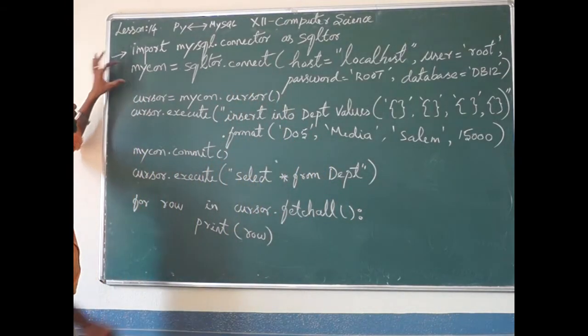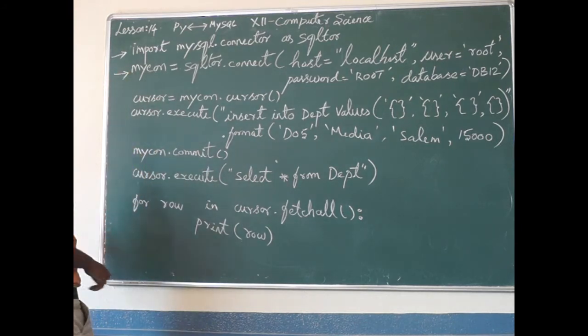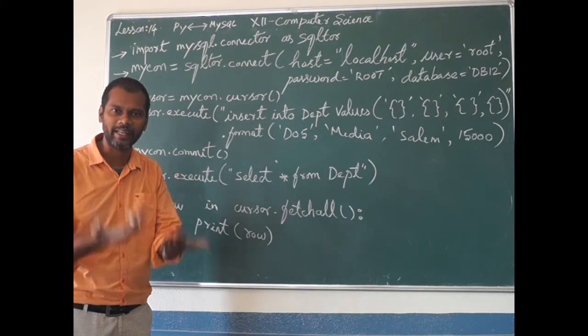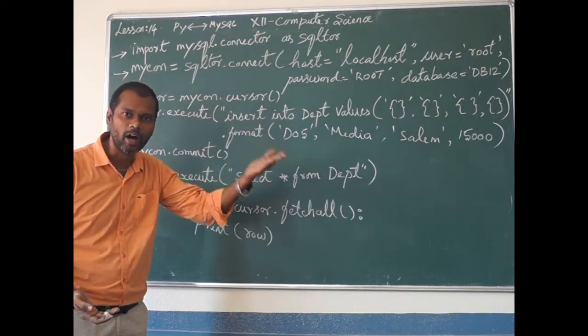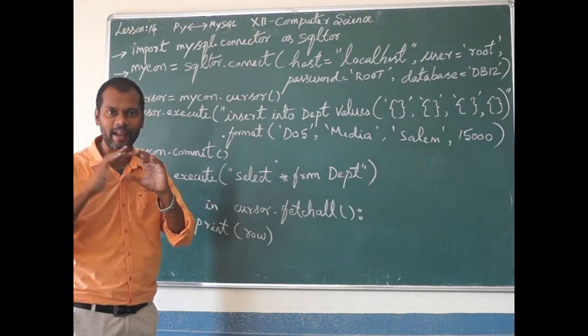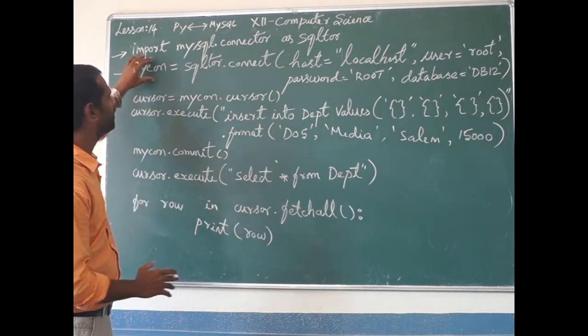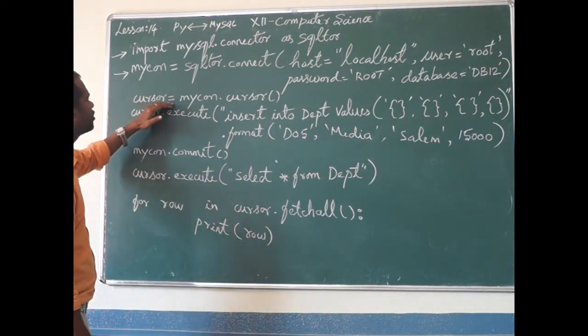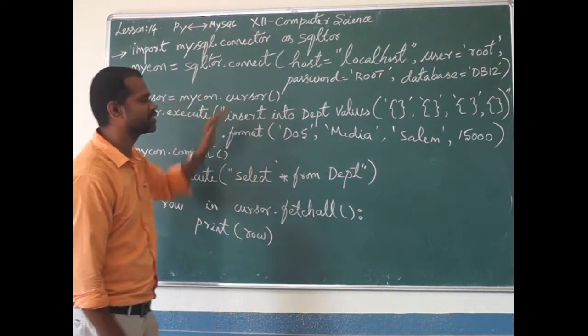So in this line, what does the equal sign mean? If you go to MySQL and then give the password, it works to that extent; the same thing will happen here. Got it? Okay. And now cursor is equal to mycon.cursor.